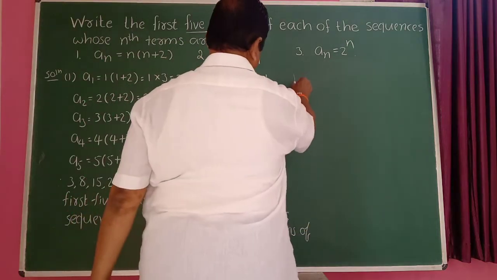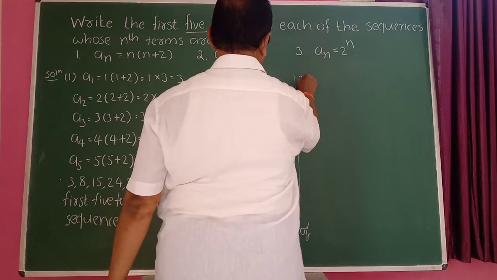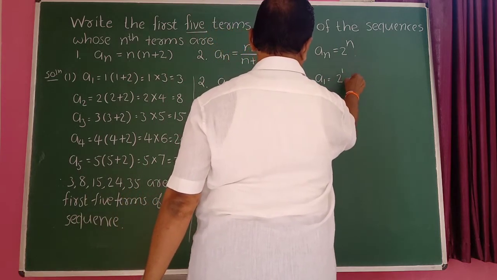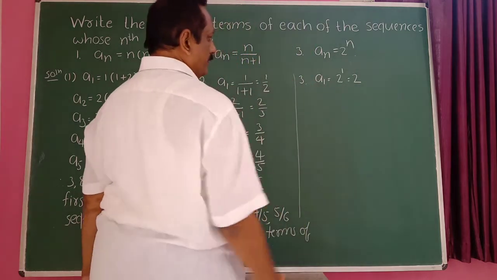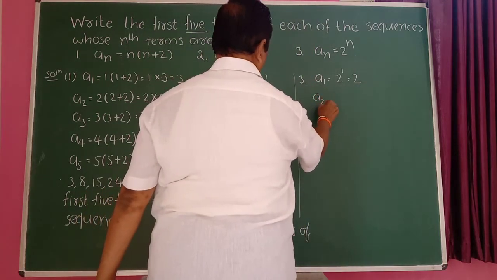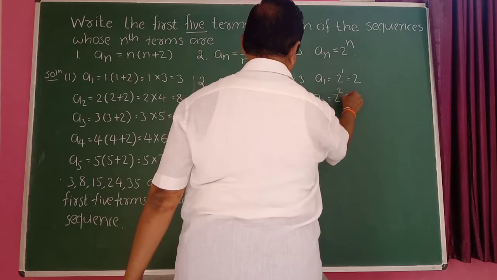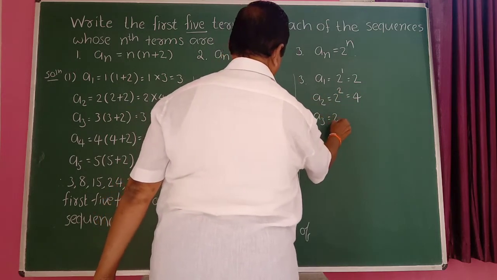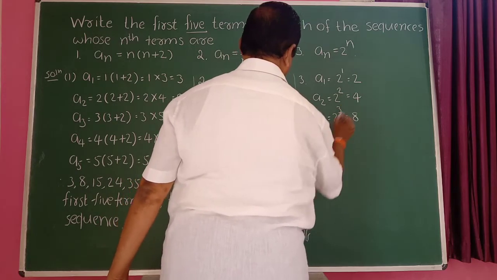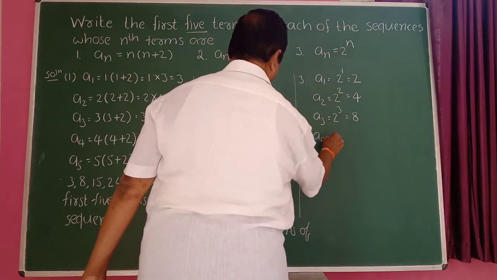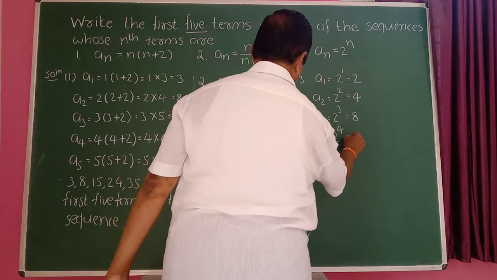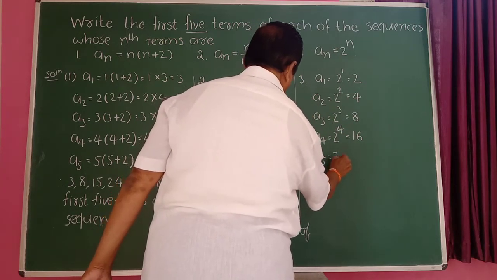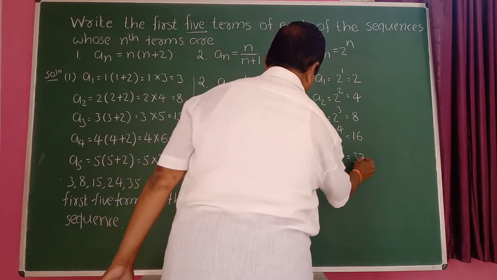Similarly, third example here. So third one, a1 is equal to 2 raised to 1. 2 raised to 1 is 2. Then a2 is equal to 2 raised to 2. 2 raised to 2 is 4. Then a3, 2 raised to 3 is 8. Then a4, 2 raised to 4 is 16. Hence a5, 2 raised to 5 is equal to 32.